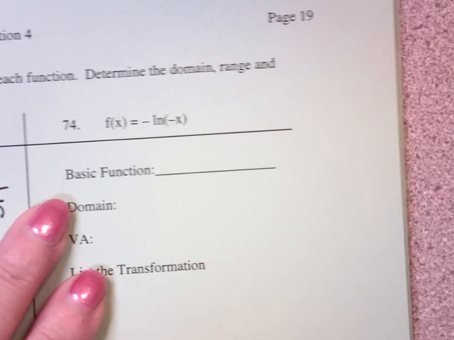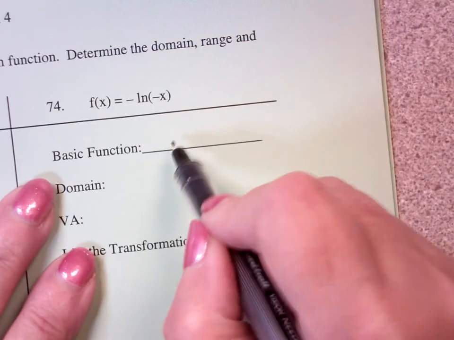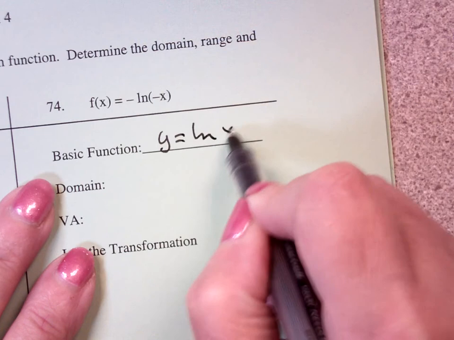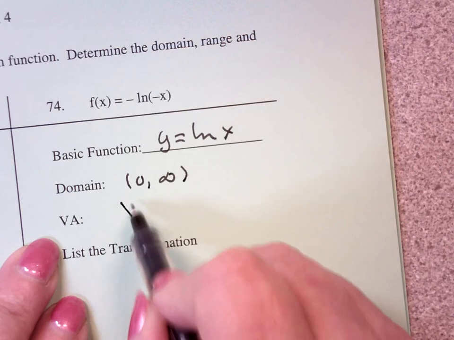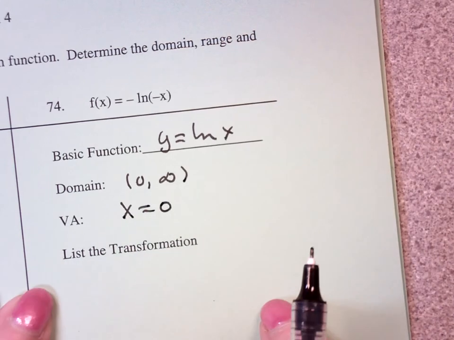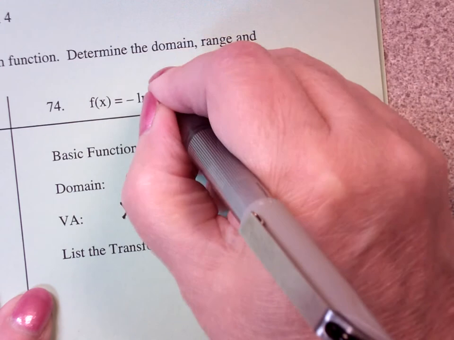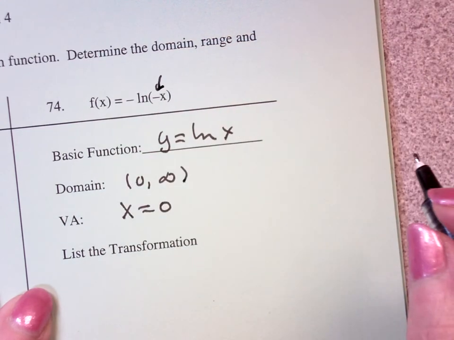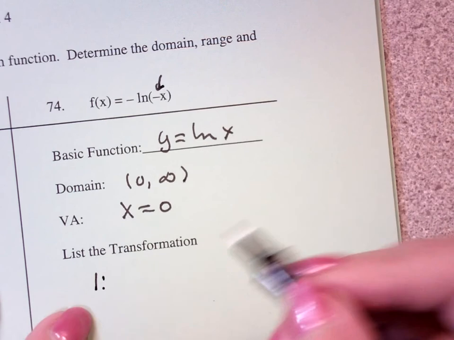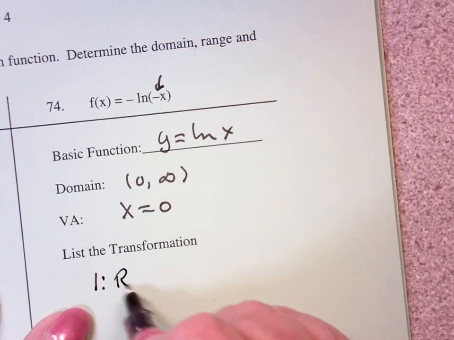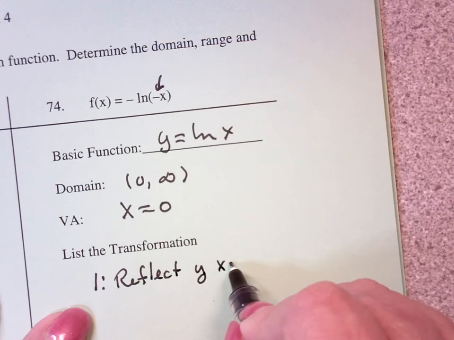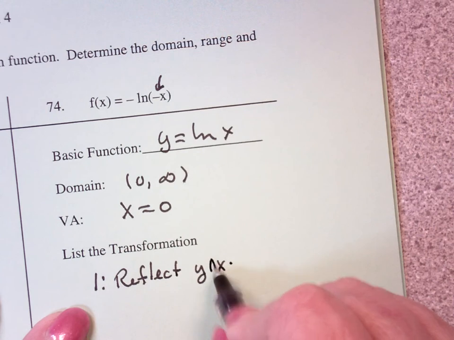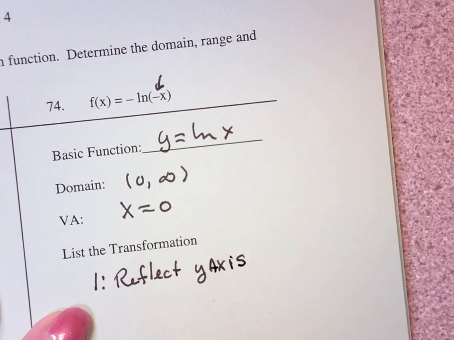Now again, if we look at the basic function, it's y equals the natural log of x. Its domain is 0 to infinity. It has a VA at x equals 0. List the transformation. I start with the inside, and it's minus 1 times x. So what do I have? I reflect across the y-axis, because x has changed sign.